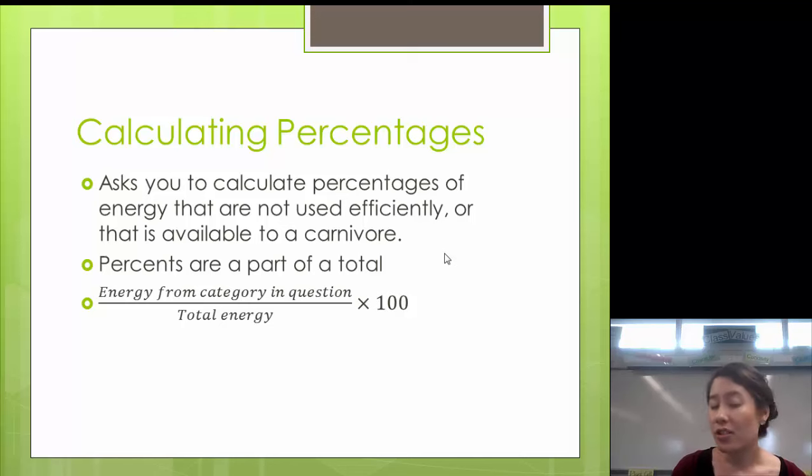And a percent, just remember, is a part of a total. So in this case, the question is going to ask you about a certain type of energy from a category in the question. This could, for example, be energy that's not used efficiently or energy that's available to the carnivore. In order to calculate the percent, you simply have to divide that by the total energy that the organism ingested in its food. So total energy is what was contained in the original food. This energy is going to be from the question itself. If you multiply that by 100, you're able to get your percentage.